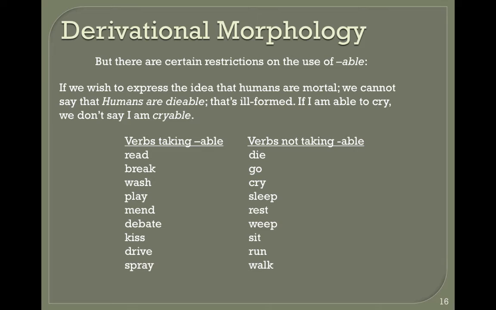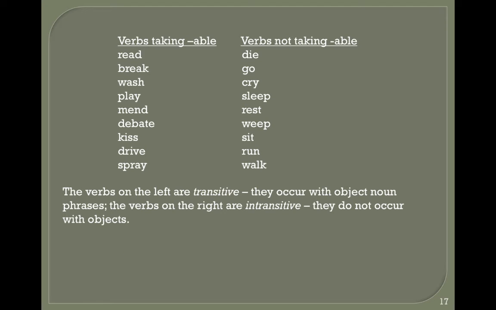So on the left here, all of these are pretty good, right? We can add -able to all of them. They sound good. And then the ones on the right sound pretty weird. We wouldn't say something's weepable. So why not, though? Here's the difference, guys. The verbs on the left side are a certain type of verb.